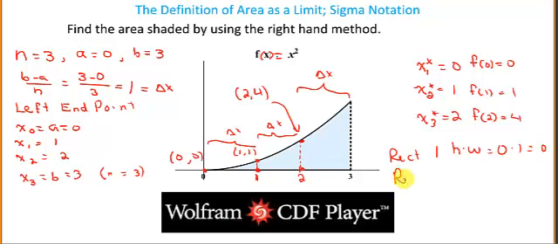Rectangle 2, height times width: the height here is 1 and the width is 1. 1 times 1 will be 1. And rectangle 3, the height is 4 and the width is 1.